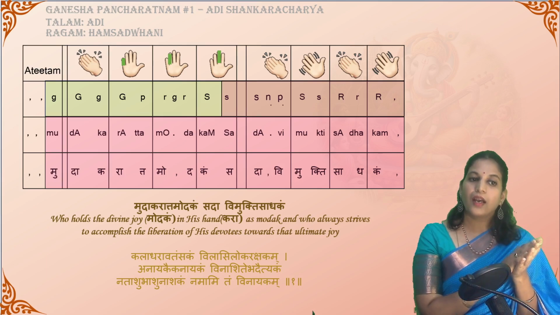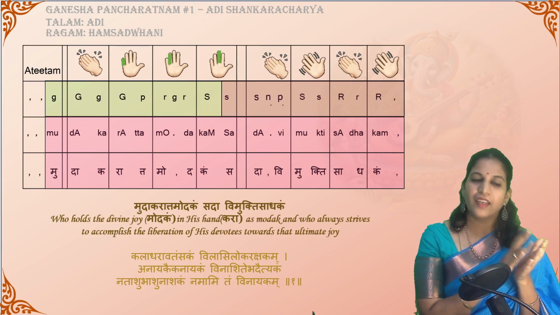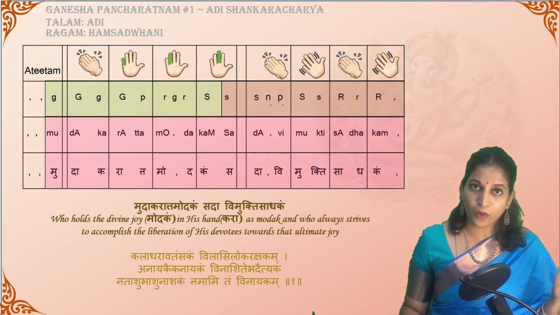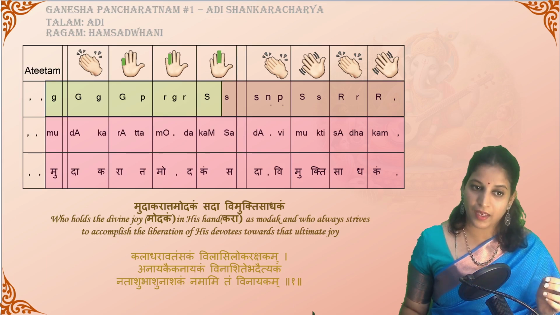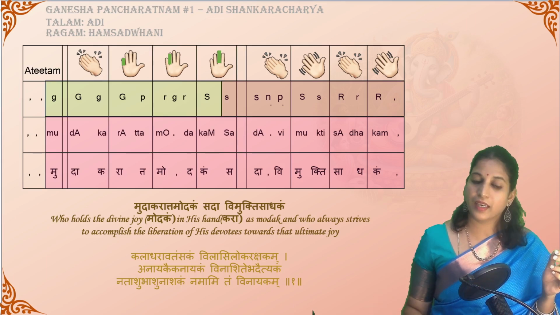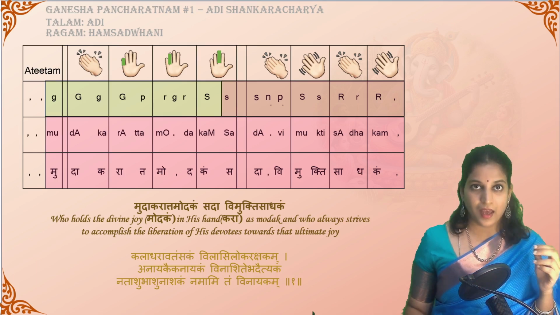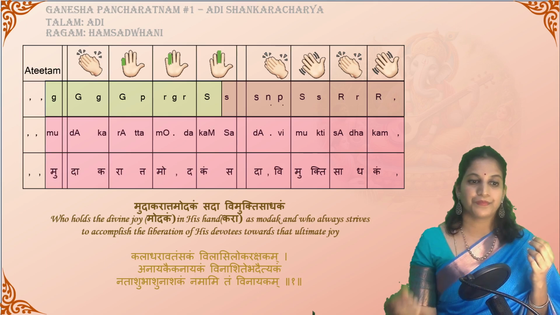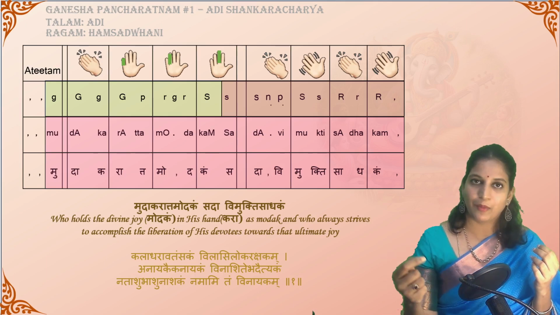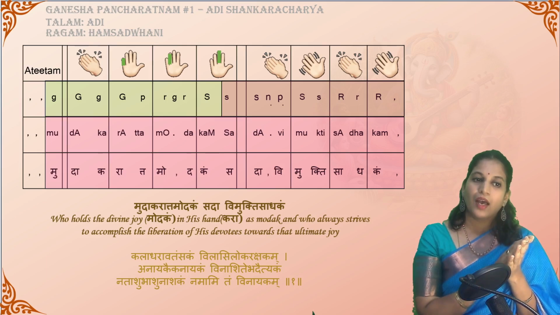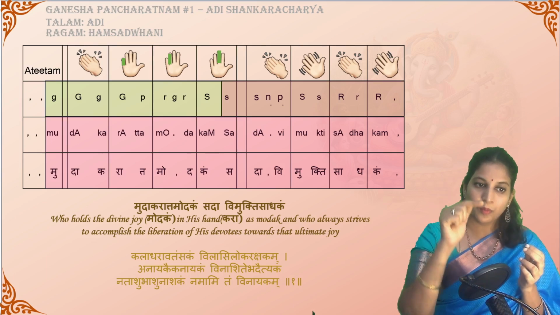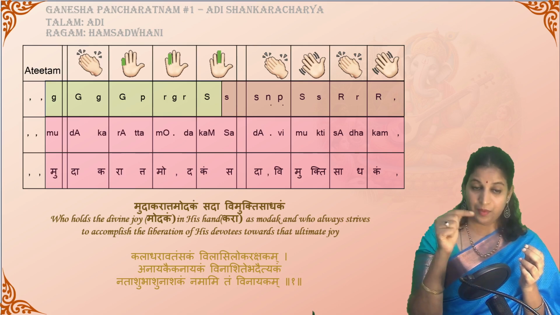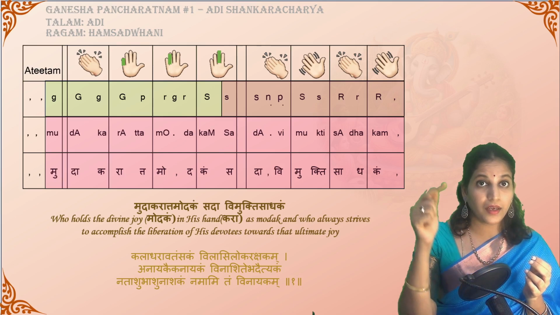Ga ga ga ga pa re ga re sa. Mudakarata modakam sa sa ni pa sa sa re re re sada vimukti sadhakam. Let's do Sahityam one more time. Mudakarata modakam sada vimukti sadhakam.